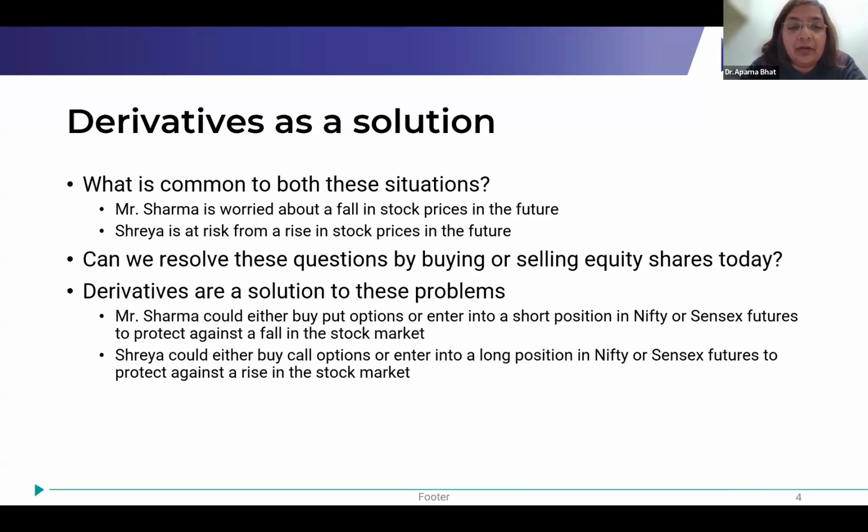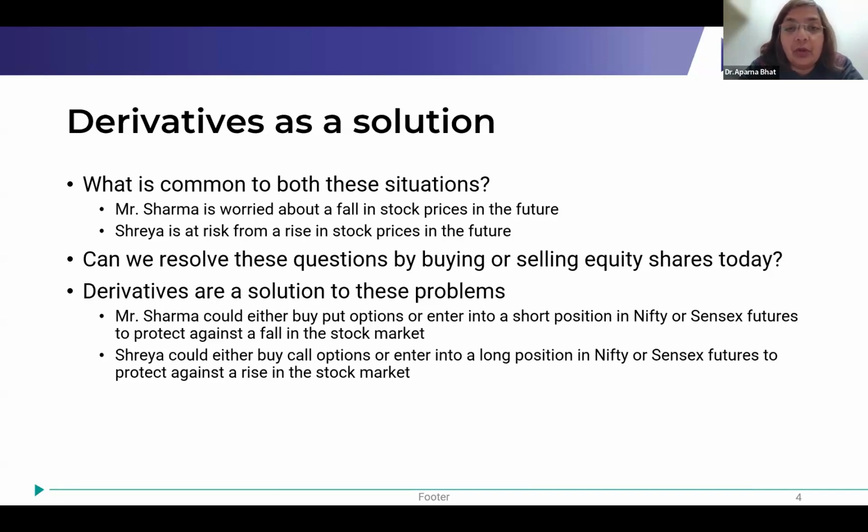So how can derivatives be used as a solution to these problems? Mr. Sharma could either buy put options or enter into a short position in Nifty futures or Sensex futures. So to hedge against a fall in the stock market, he could buy something called put options, and he could also short Nifty futures or Sensex futures. These are the options available to Mr. Sharma in the derivatives market. And what could Shreya do?